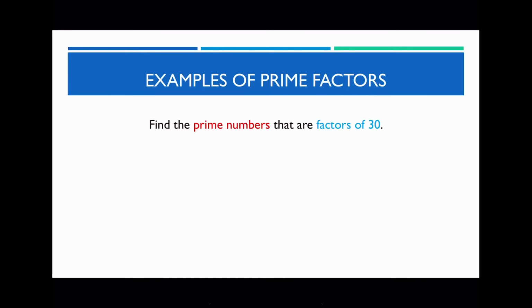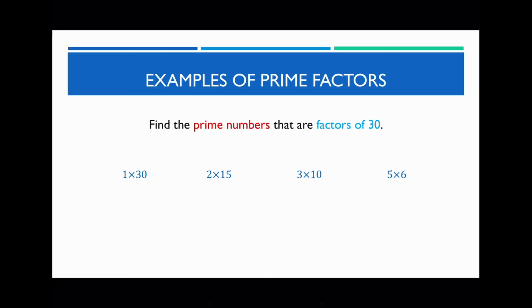We're now going to be looking at a second example. The second example reads, find the prime numbers that are factors of 30. Again, we're going to do the exact same thing where we list down all the factor pairs of the number 30. The first one would be 1 and 30, so 1 times 30 gives you 30. Another pair of factors that gives you 30 is 2 and 15, 3 and 10, and 5 and 6. So these are all the factor pairs of the number 30.